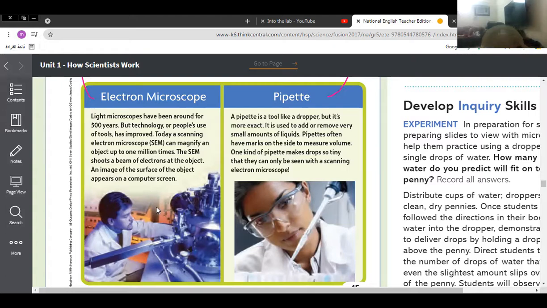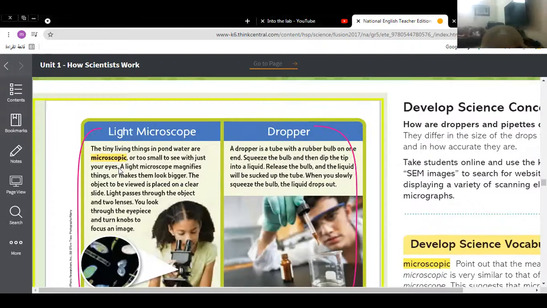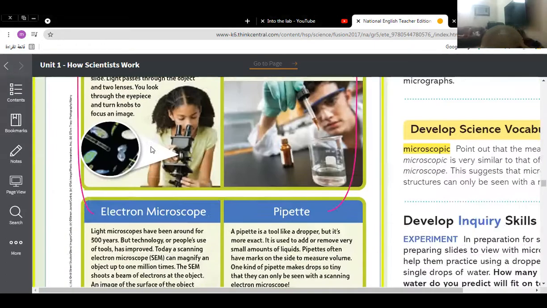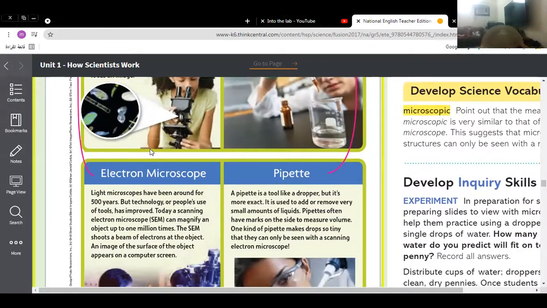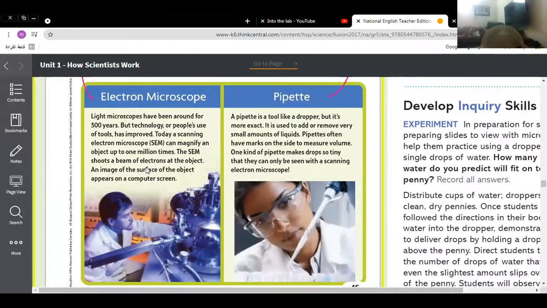So what is better, electron microscope or light microscope? What do you think, Ammar? Ammar? Light microscope is better? Yeah. Why?